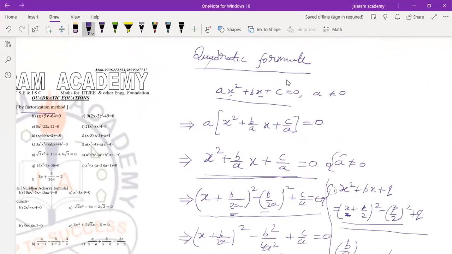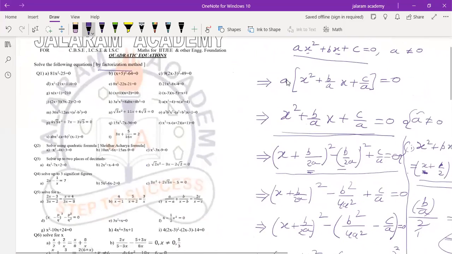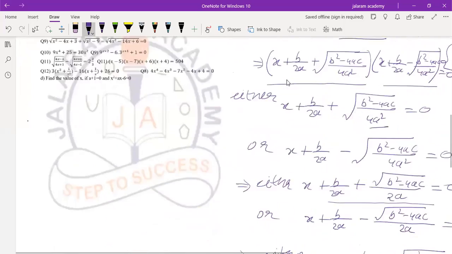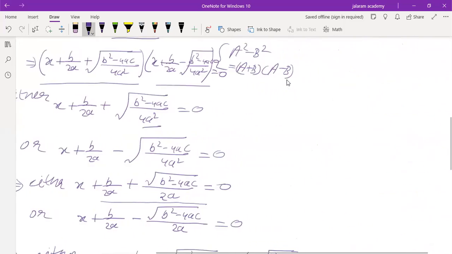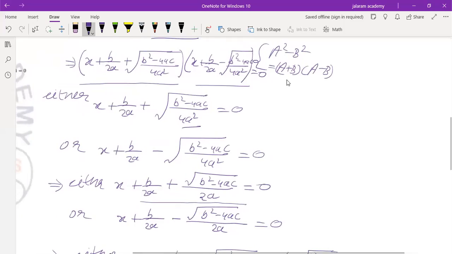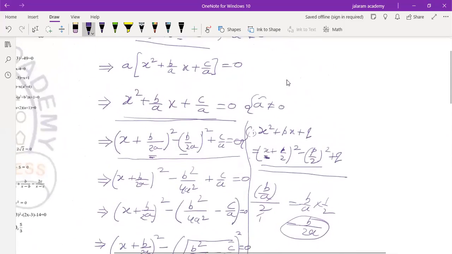It can be used directly to find the roots of an equation without even factorizing it. Okay. So how to use this formula? Now we will discuss that. Have you understood, everyone? Yes, sir.